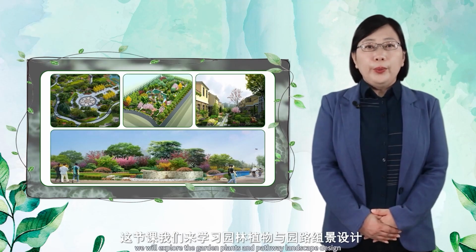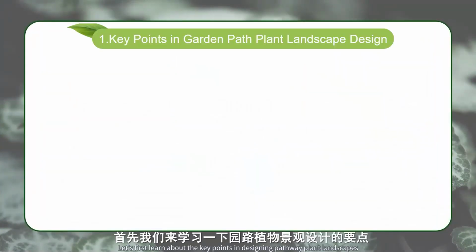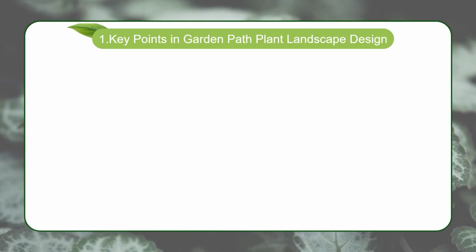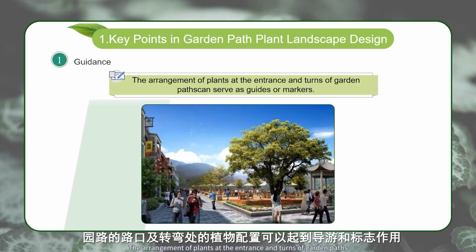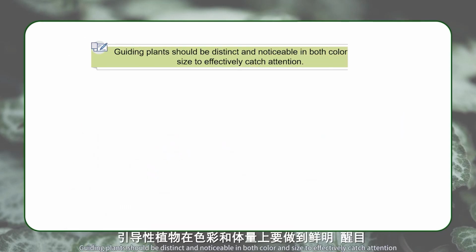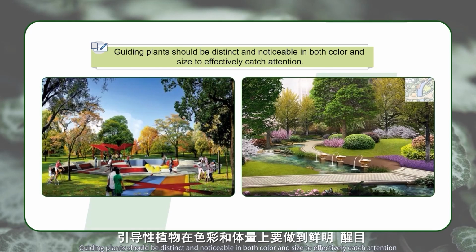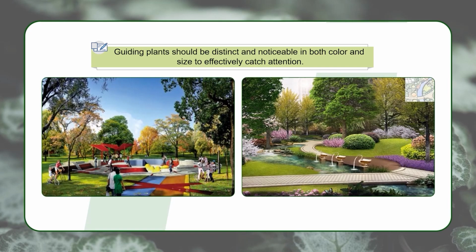In this lesson, we will explore the garden plants and pathway landscape design. Let's first learn about the key points in designing pathway plant landscapes. Guidance. The arrangement of plants at the entrance and turns of garden paths can serve as guides or markers, often using solitary trees and ornamental tree clusters. Guiding plants should be distinct and noticeable in both color and size to effectively catch attention.